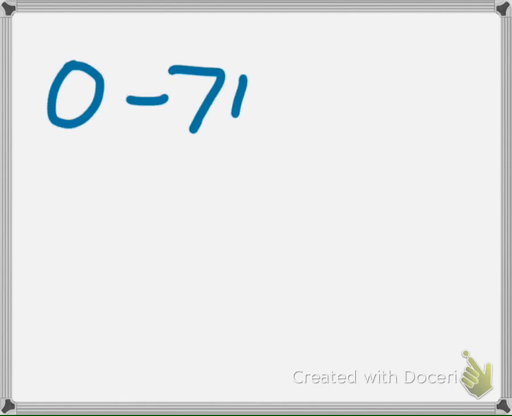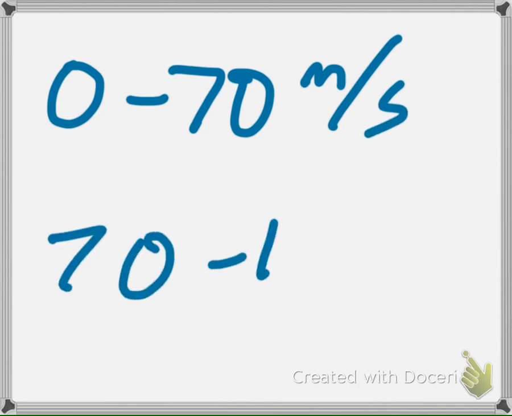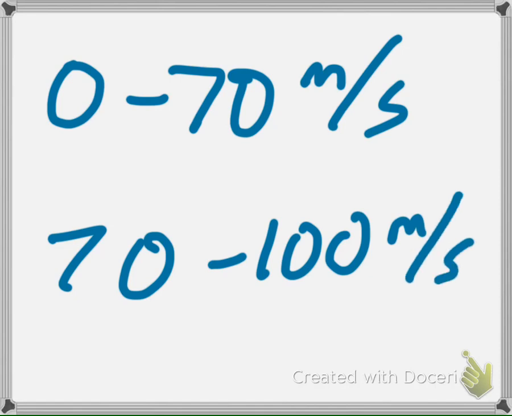A side point on this. If I go from 0 to 70 meters per second versus going from 70 to 100 meters per second, which one requires more energy? Going from 70 to 100. Why? Because we start out with the velocity squared already high, and we go to one that's humongous squared. So it's almost exactly the same amount of energy, a little bit more, to go from 70 to 100 than from 0 to 70.